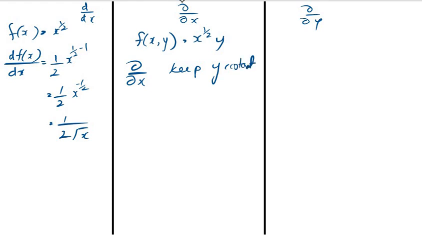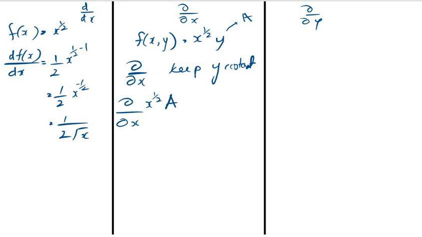So if you want to keep y constant, we will substitute a instead of y. So we can write it as the partial derivative with respect to x of x to the power half, sorry, x to the power half y. Sorry, y will be a here. So we say a.